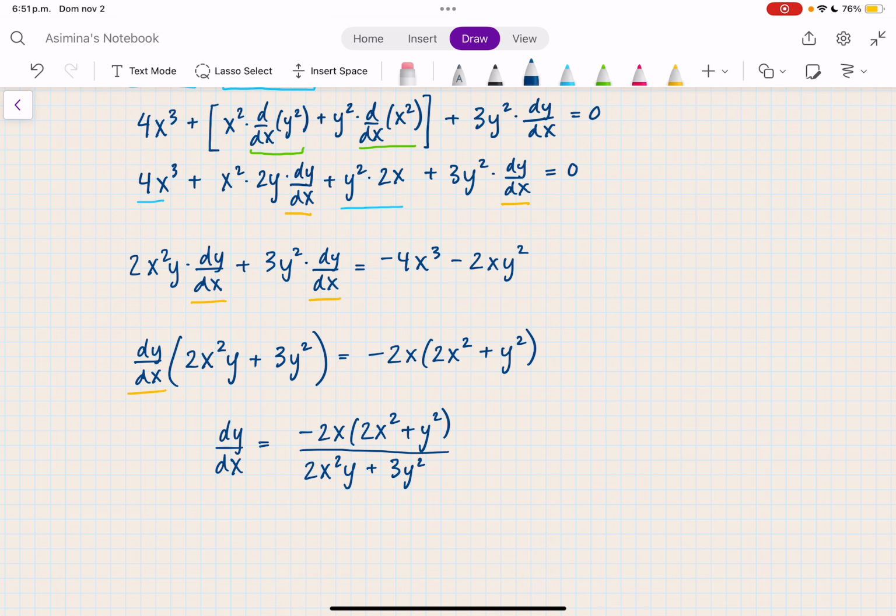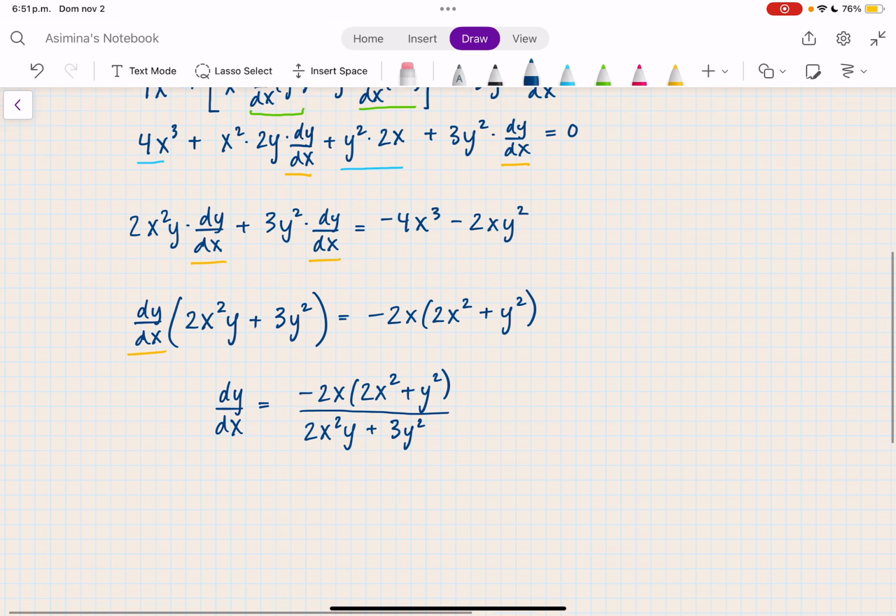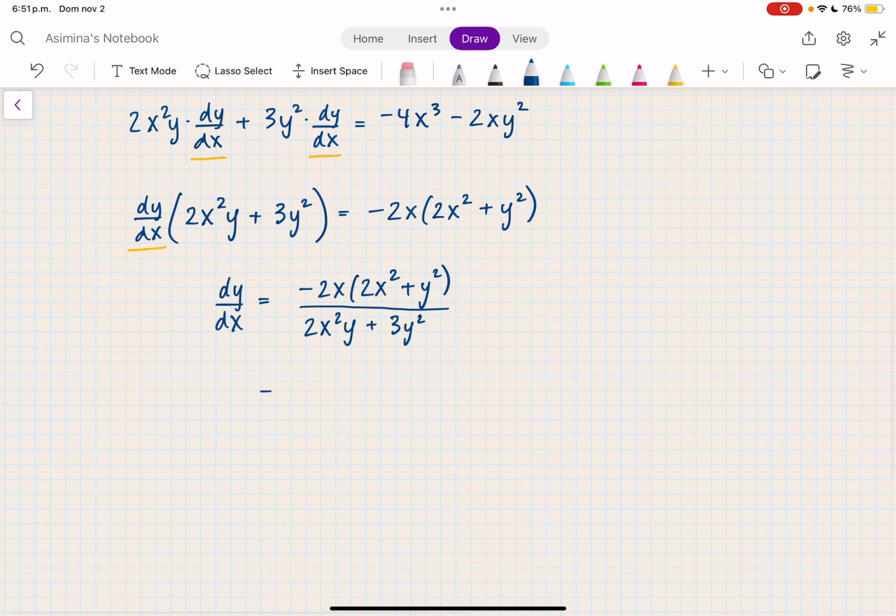If you want, you can also factor out a y from the denominator. So we can write this as minus 2x times 2x squared plus y squared all over y times 2x squared plus 3y.